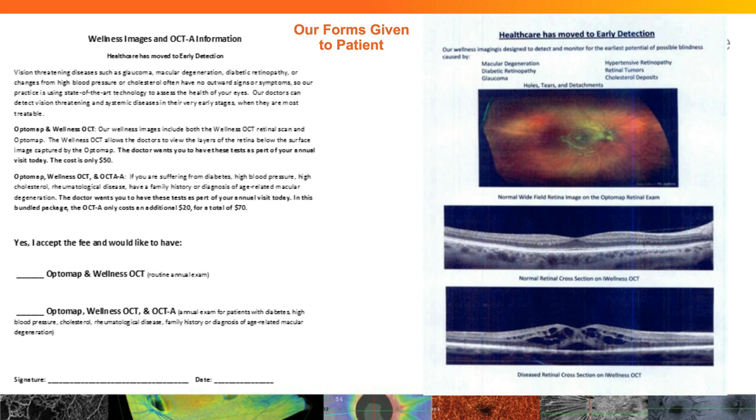And then the other document that's with it, you can see the wide field imaging, the normal OCT, and then we have the abnormal OCT. So between the staff, the script, and these two documents, we're able to have a 55 to 60% capture rate.